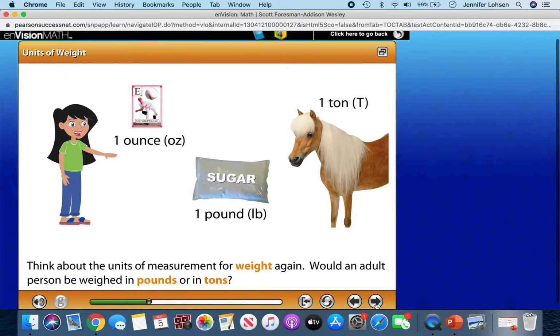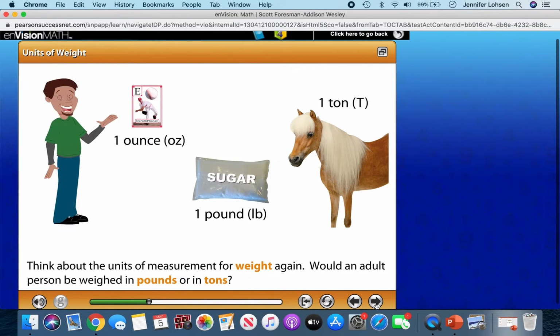Think about the units of measurement for weight again. Would an adult person be weighed in pounds or in tons? All right, so this is always the fun question here. I actually think Logan got me on this one when we were in the classroom. So think about Miss Lawson. Think about me. I'm an adult person. Would I be weighed in pounds or tons?